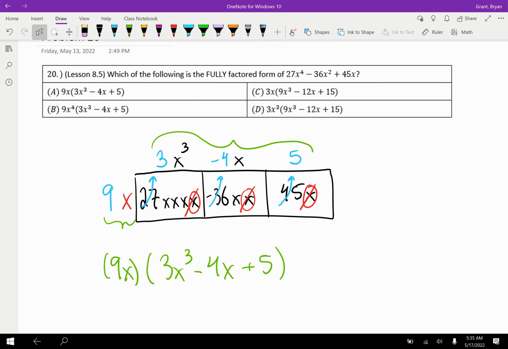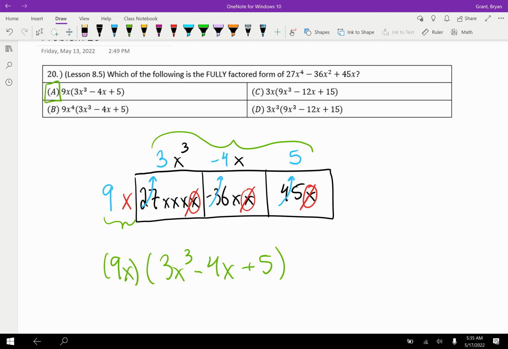So looking at this guy, hopefully it matches an answer. 3x cubed minus 4x plus 5. It looks like we've got to be A, right? Don't choose B. They have that fourth power hiding there. And we know it's not C and D because of the 3's. So there we go. It's looking pretty good.